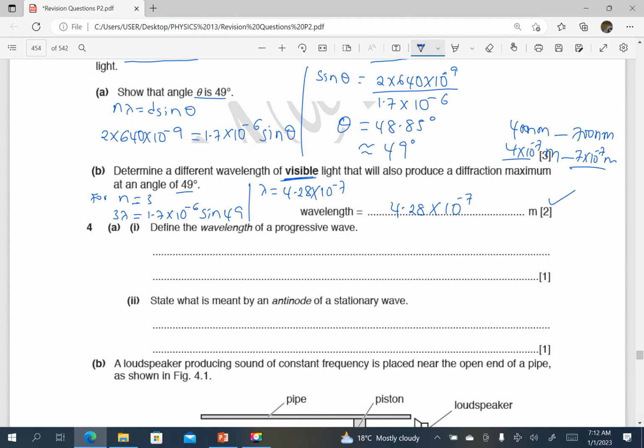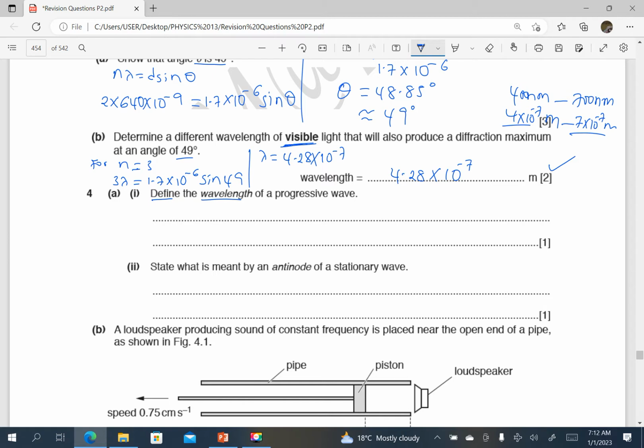Define the wavelength. What is wavelength? You'll find such a question many times in waves. Define the wavelength of a progressive wave. Remember, a progressive wave is a wave which transfers energy from one point to another point. That is a progressive wave. So what do we mean by wavelength?